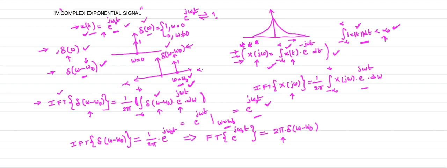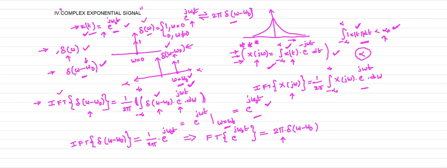We are going to find the Fourier transform of the complex exponential signal, which is e power j omega naught t. Now what is the answer? The answer is 2 pi times delta of omega minus omega naught. If we calculate the Fourier transform directly using this formula, you should get an infinity value, because your signal e power j omega naught t is not an absolutely integrable signal. Therefore we need to calculate the Fourier transform of this signal in an indirect way.